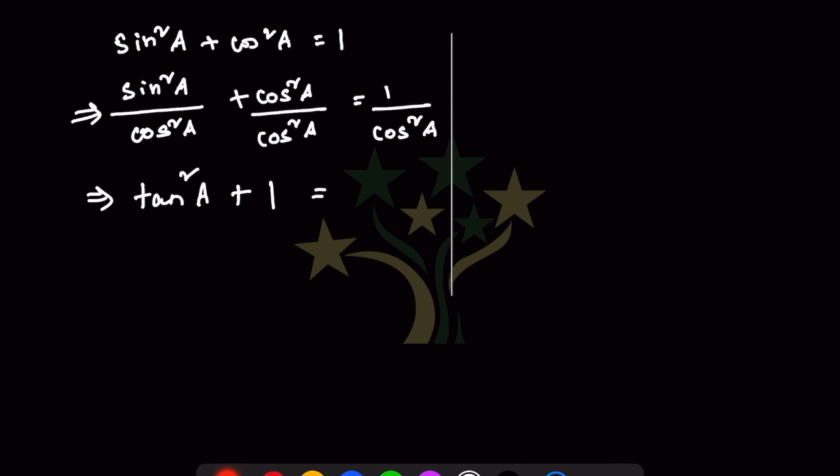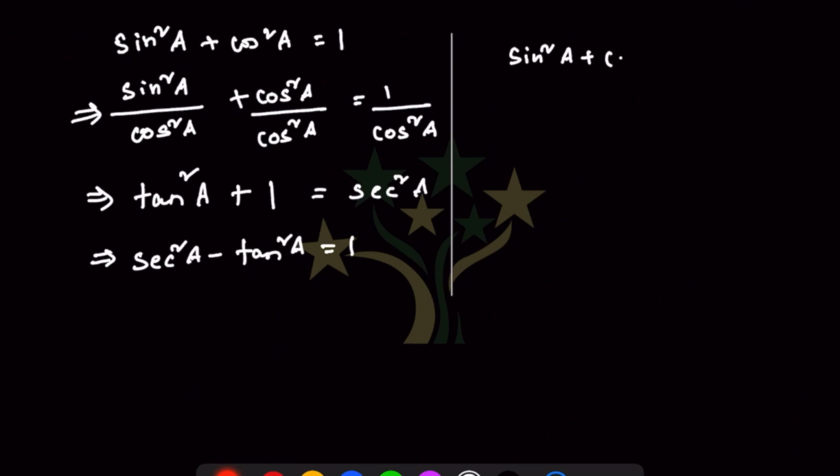What is 1 by cos? It is sec. So the right side is sec square a. So this gives us a second identity, which is sec square a minus tan square a is equal to 1.